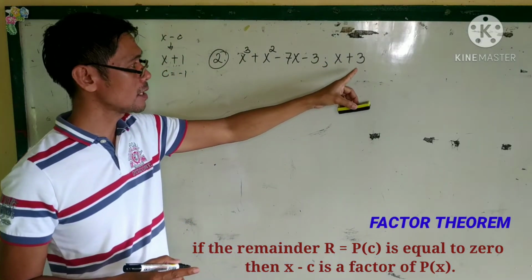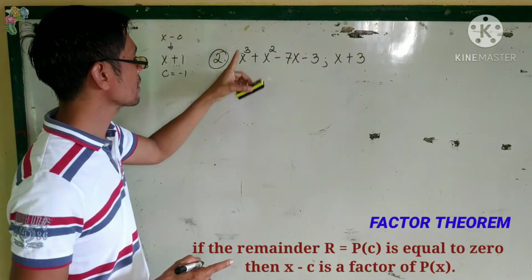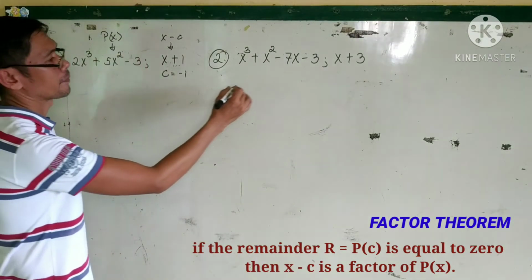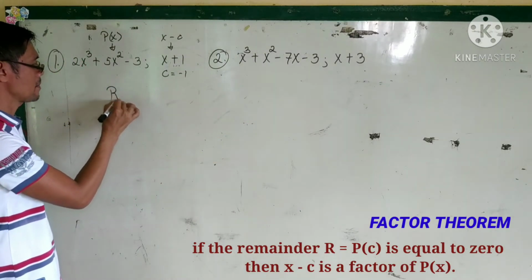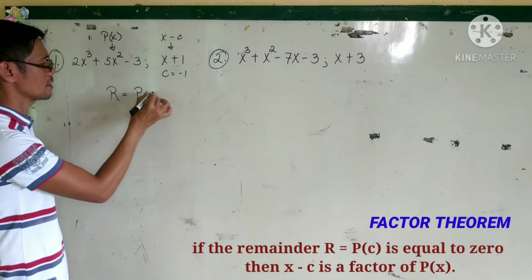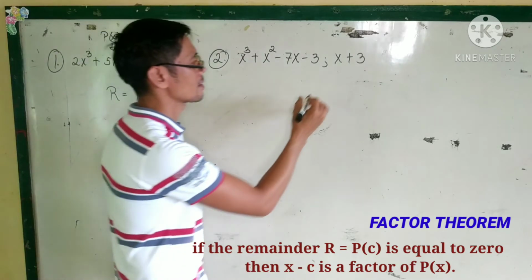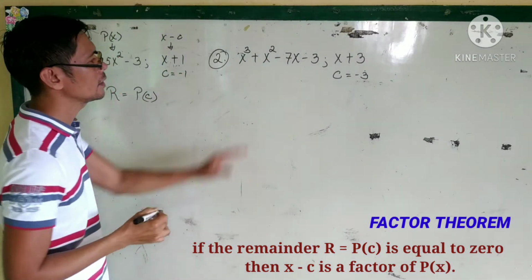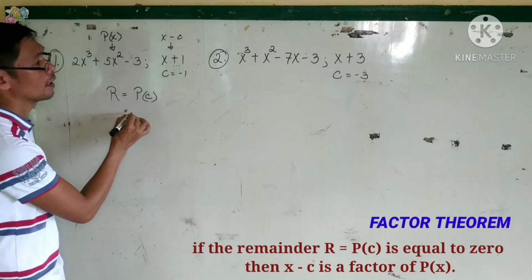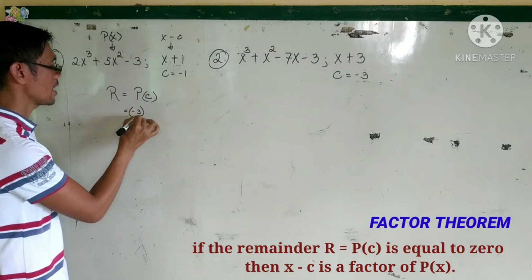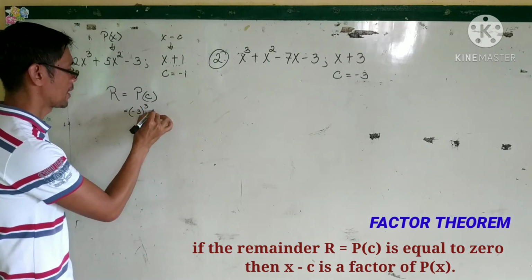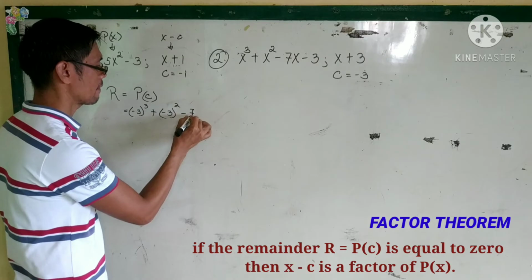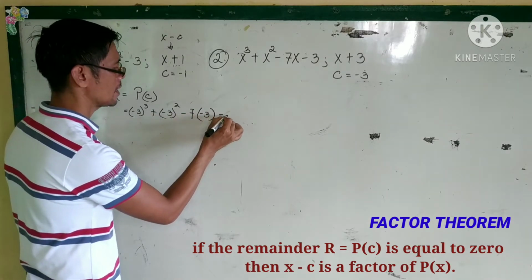Show that x plus 3 is a factor of the given p of x, x cubed plus x squared minus 7x minus 3. Using the remainder theorem, again, remainder is equal to p of c. So what is the value of our c? Yes, c is equal to negative 3. So substituting negative 3 in our p of x, we have negative 3 raised to 3 plus negative 3 raised to 2 minus 7 times negative 3 minus 3.